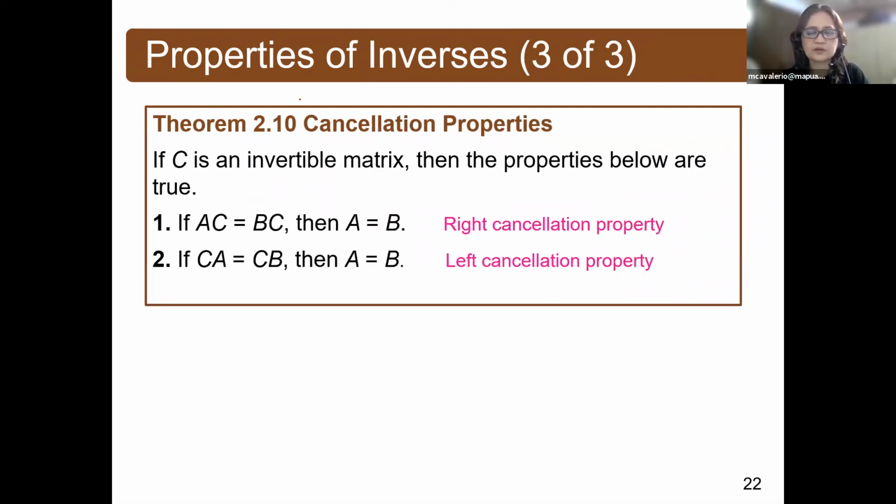Now, what about the cancellation properties? If C is an invertible matrix, then the properties below are true. If AC is equal to BC, then A is equivalent to B. We have the right cancellation property. And then we can also have the left cancellation property, which tells us that if CA is equal to CB, then A is equivalent to B.